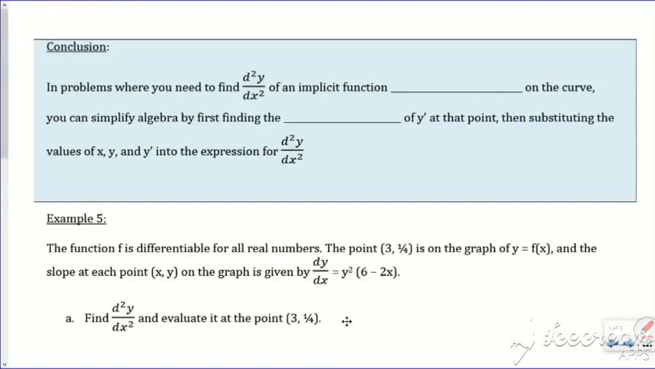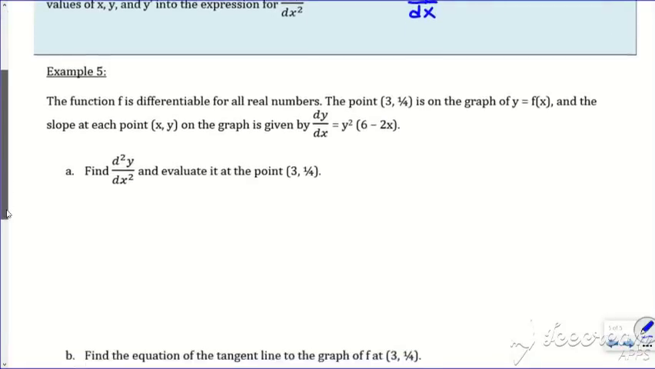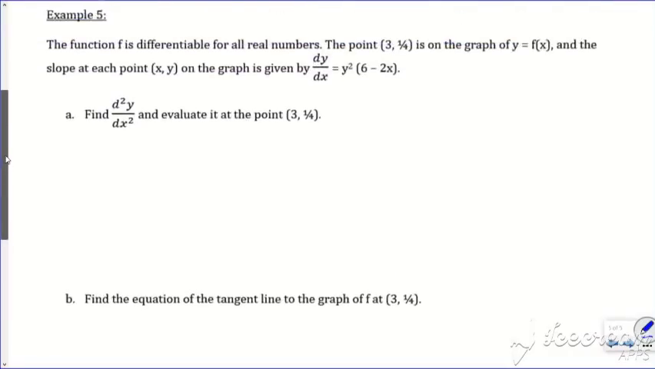So the last page here, little conclusion, right? So in problems where you need to find the second derivative with respect to x both times of an implicit function at a point, so at a specific point, a given number on the curve, you can simplify your algebra by first finding the value of dy/dx at that point, and then once you take the derivative, all you have to plug in is a number instead of an equation. So let's see how that might work.